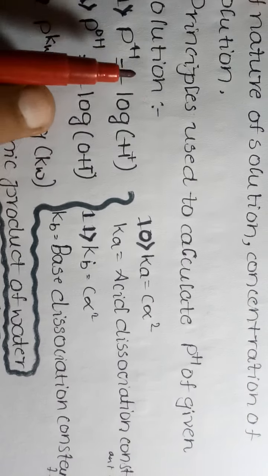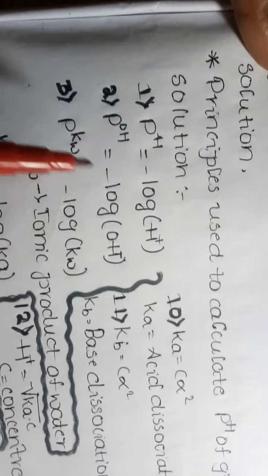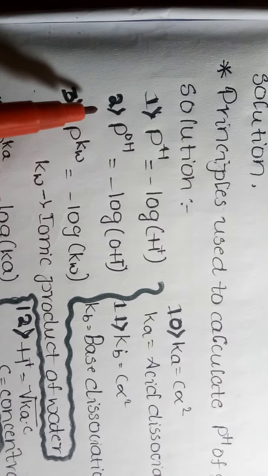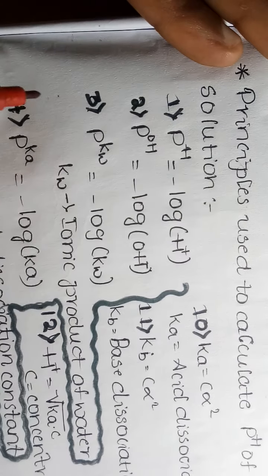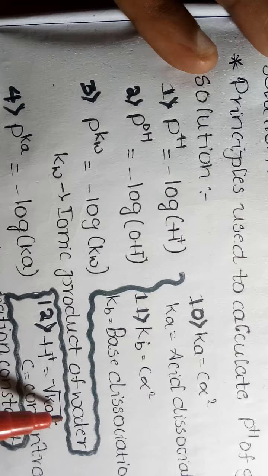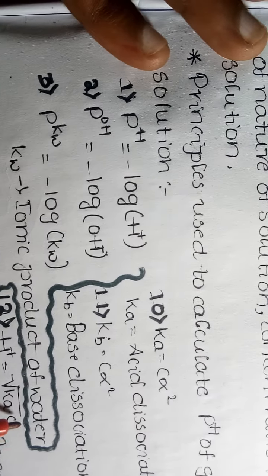These are some principles we use to calculate the pH of a given solution. The first principle is pH is equal to negative logarithm of H plus ion. Second, pOH is equal to negative logarithm of OH minus ion. pKw is equal to minus log Kw. Kw is the ionic product of water, which is 1 into 10 to the power of minus 14 mole square per liter square.